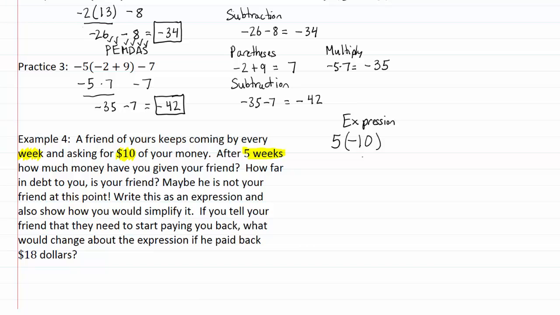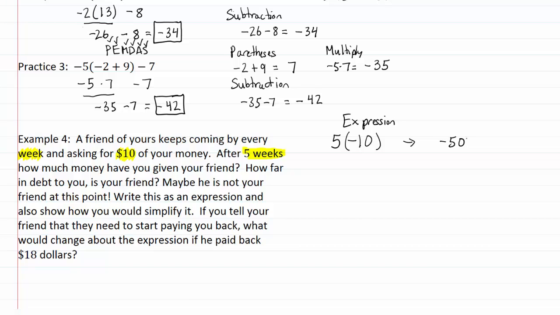Now, how far in debt is your friend? Well, if I multiply this out, I've got parentheses. There's nothing to do in there. That's just a number. So no exponents. I've got to multiply 5 times -10. So if I multiply this out, this becomes -50. And so my friend owes me $50. I've given $50 to my friend.